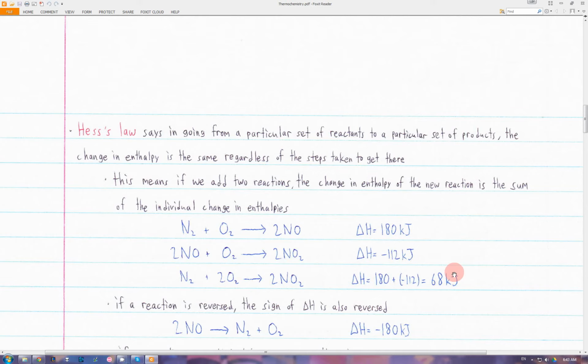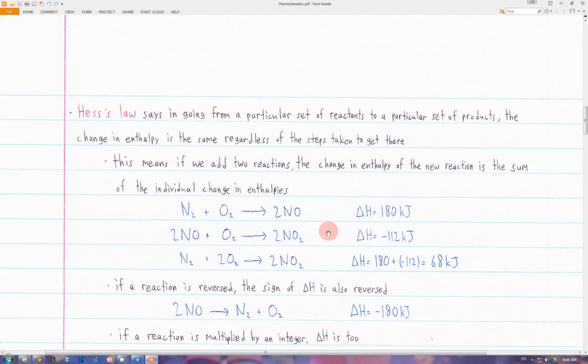So with Hess's law, they'll often give you a couple of reactions, and then they'll give you a new reaction, and they'll ask you what is the change in enthalpy for this new reaction. So you have to find a way to manipulate the reactions that you're given in order to make them add up to that unknown reaction. Because we know if we add up those reactions to obtain the unknown reaction, all you have to do to find the change in enthalpy for that reaction is add up the individual change in enthalpies.